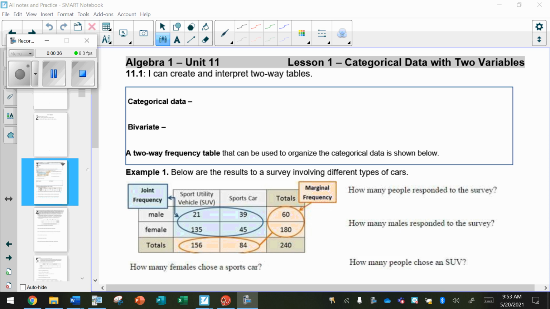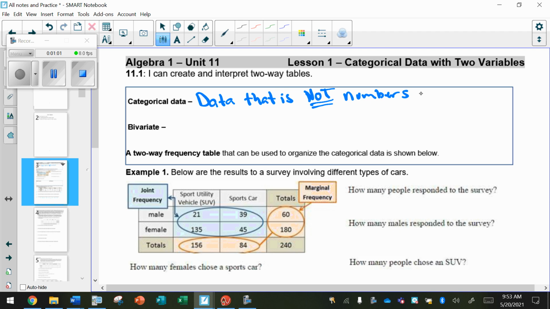Categorical data is data that is not numbers. They're categories, like topics. Now, of course, we're in a math class. There will be numbers involved, but the numbers will not be the topic.